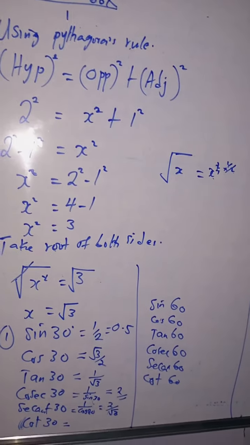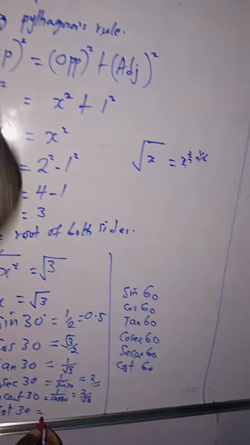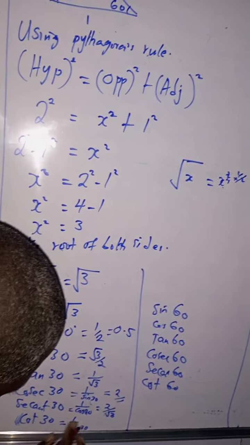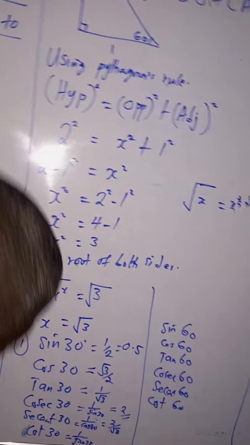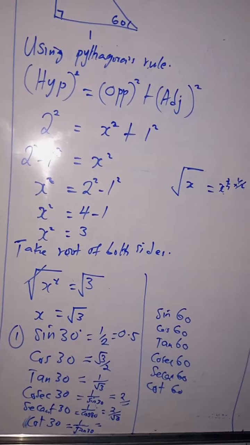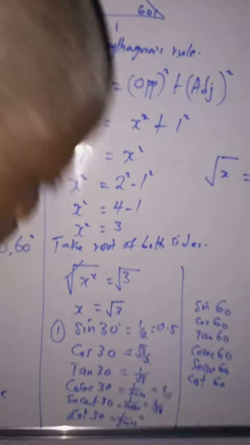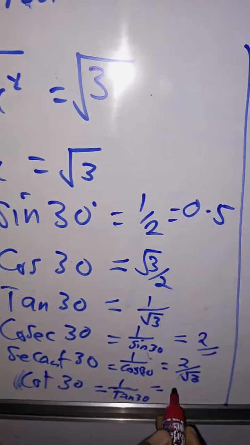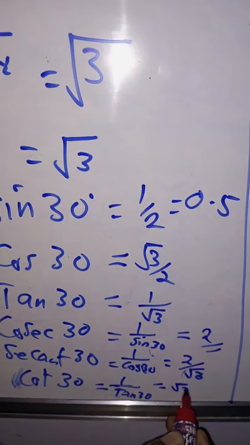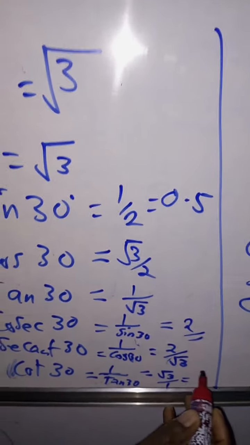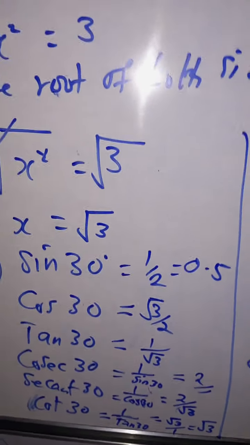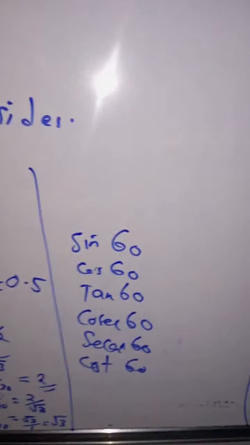And what do we call it? Cot. Cot is the same thing as 1 over tan 30. So 1 over tan 30 is just to reciprocate tan, which of course will be root 3 over 1, which is the same thing as root 3. So can we see it clearly? Okay, let's go to sine.